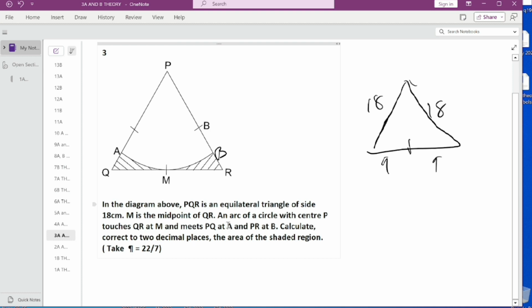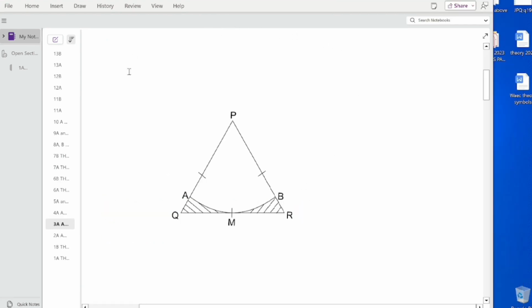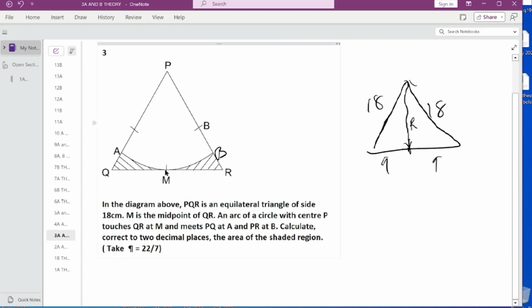Then what else can we get out of this question? An arc of a circle with center P touches QR at M. So if the arc of a circle touches here, that means the distance from the center of the circle P to M is the radius of the circle. This is the arc of a circle. Calculate to 2 decimal places the area of the shaded region. Like I said, the area of the shaded region can't be found directly. You have to find the area of the triangle and the area of this shape, which is a sector.